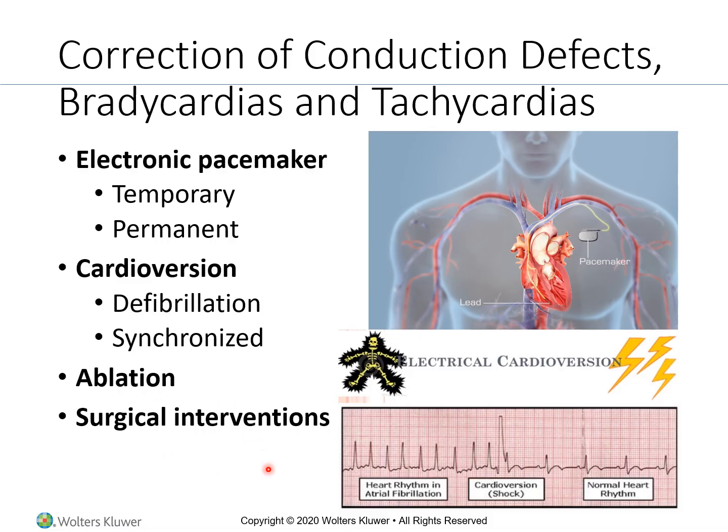And there are also some surgical interventions that we can use. Sometimes for patients maybe who have permanent AFib with a really fast rate that we can't get under control, we may use surgery to just destroy the conduction system and we'll take over with a pacemaker. That's one type of surgical intervention that we can use to correct these defects.